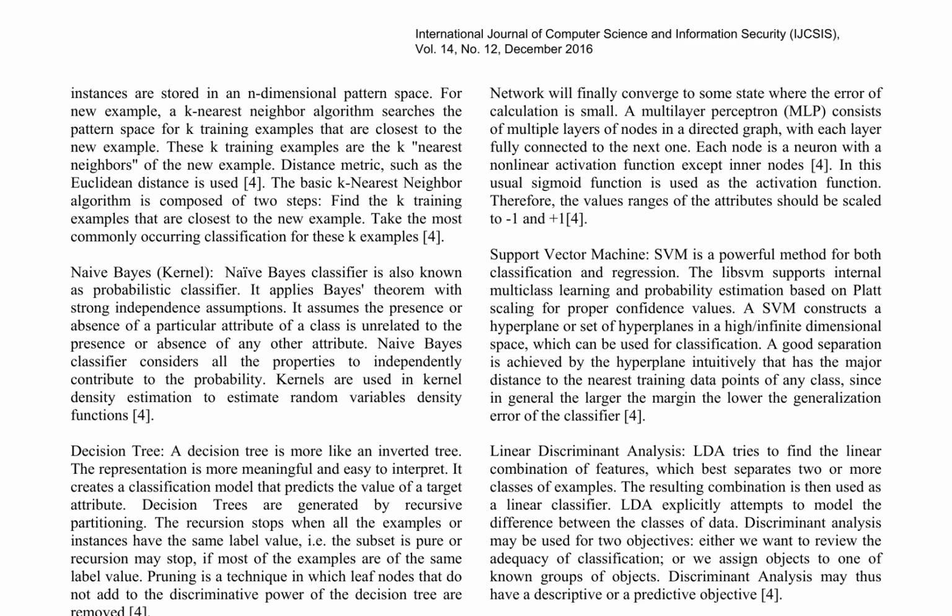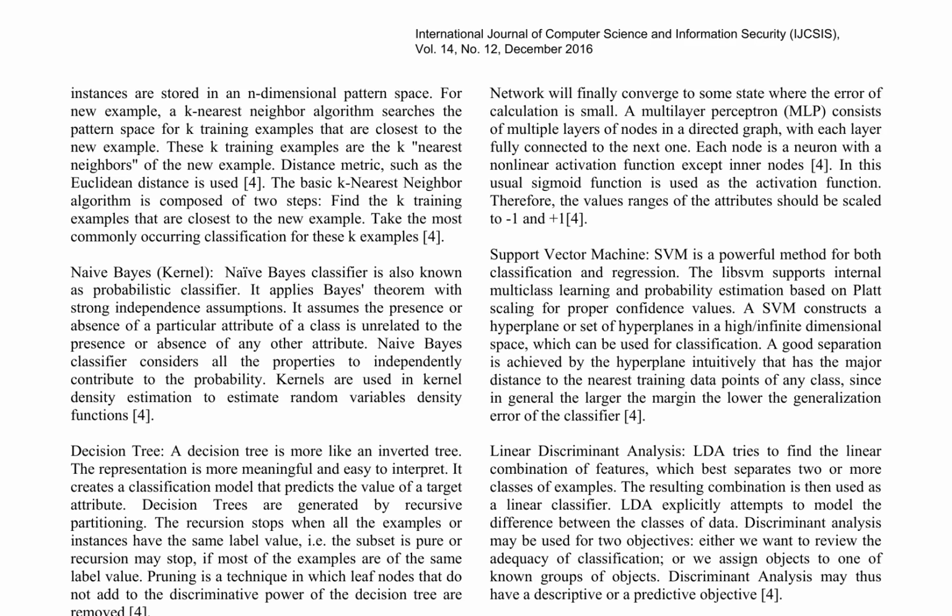Decision trees create a classification model that predicts the value of a target attribute through recursive partitioning, stopping when all examples have the same label value or when most examples have the same label value. Pruning is used to remove leaf nodes that do not add to the discriminative power of the decision tree.